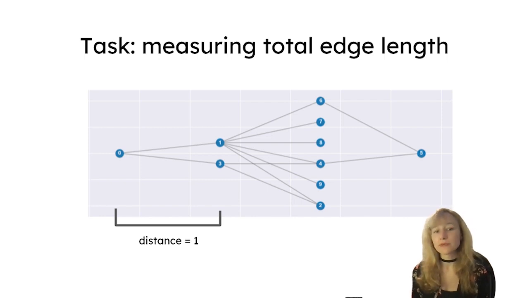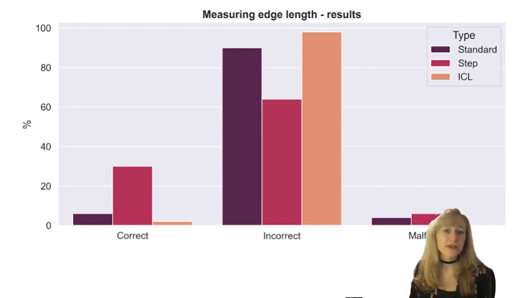But having such good results wasn't very interesting. So we scrambled the nodes around so that edges could be longer than just one. And it went much worse. The one that performed best was steps, in this case with 25% correct answers, and the average error on the incorrect answers was around 3.